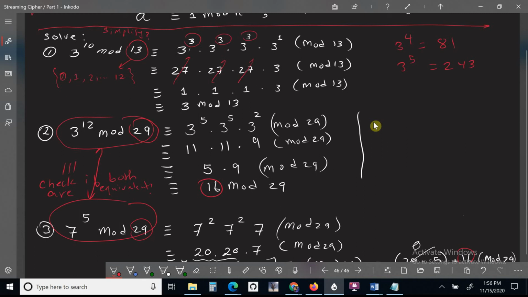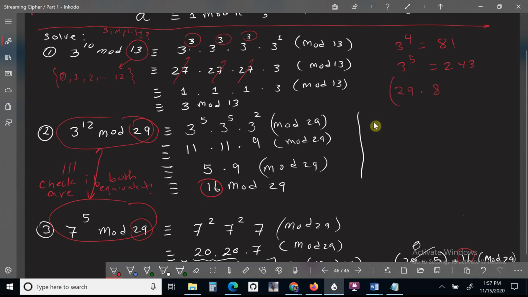So basically 243 mod 29. When you try to find the remainder, 3 to the power 5 is 243, so you want to see how many 29s you have. 29 times what will be less than 243? Obviously if it's 10, it will be 290. If it is 9, it will still be larger than this.